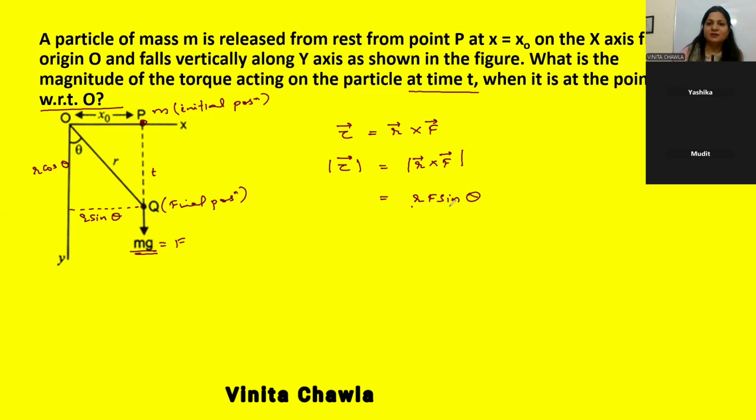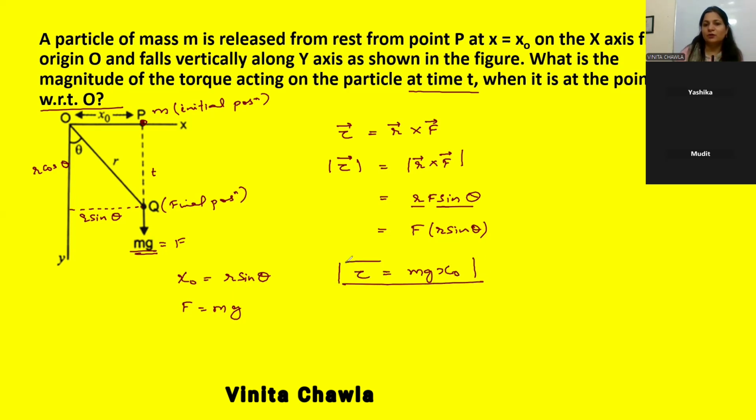Now what is R sin theta? Write R sin theta in a bracket. R sin theta is nothing but this x naught. So x naught is R sin theta. And F is mg. So in place of F, we can write mg, and in place of R sin theta, we can write x naught. So torque is mg x naught.